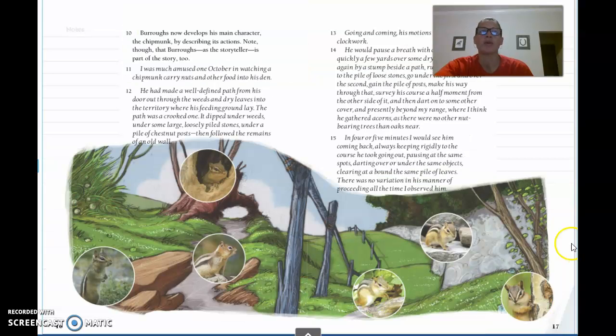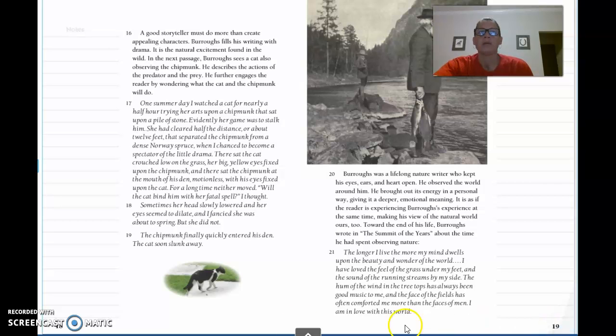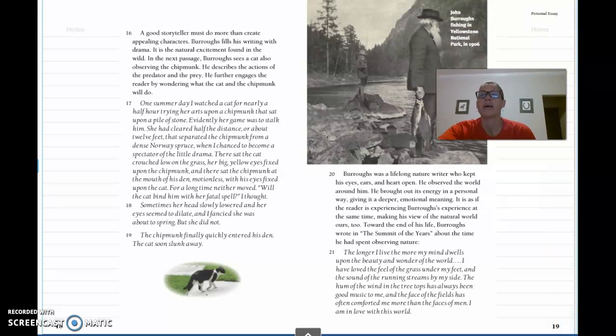Okay, then the next page, we have all these cute little pictures of the chipmunk, maybe different places he's at. Got a kitty cat, and we've got a man fishing on the river, and it looks like he's in the mountains.